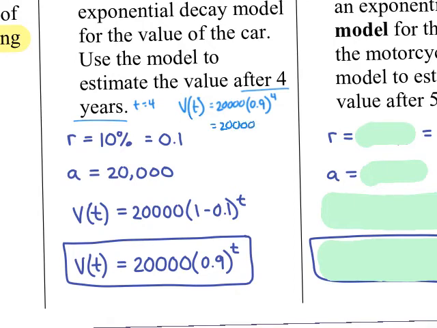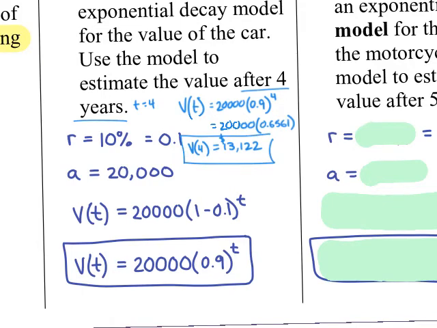Okay, so what I got on the calculator for 0.9 to the 4th was 0.6561. That is a number that is less than 1, so when we multiply that by 20,000, we're going to get a smaller value. And what I get is V of 4 is equal to $13,122. So that would be the value of the car after 4 years.